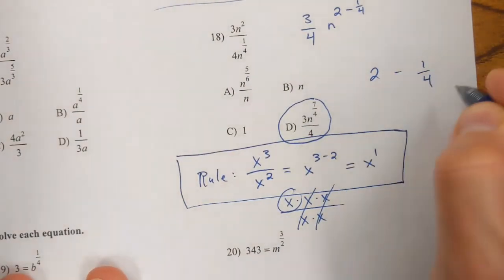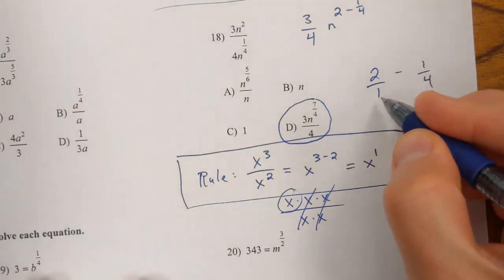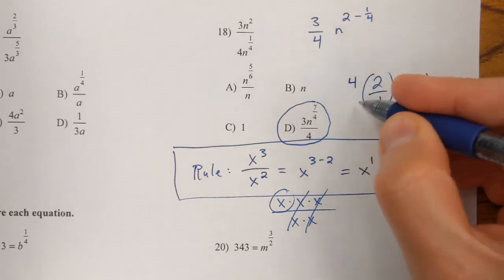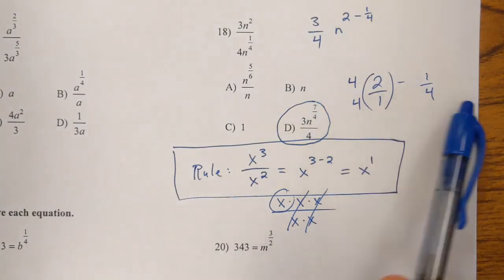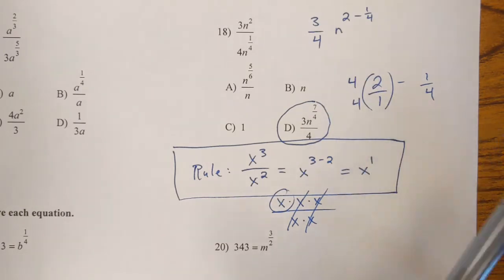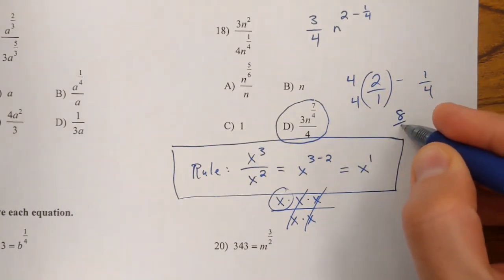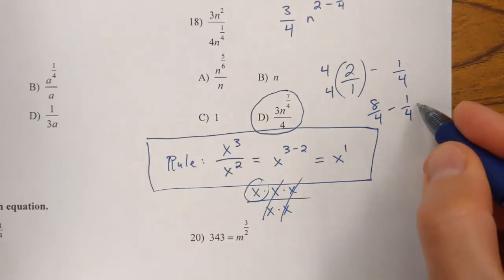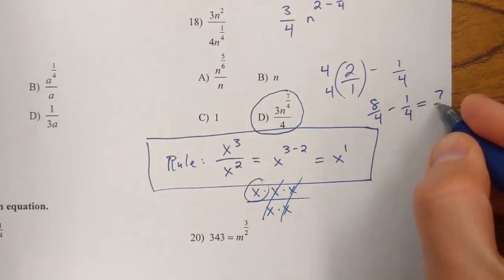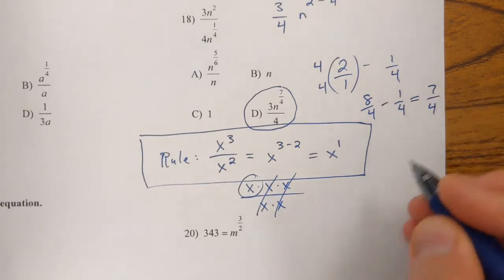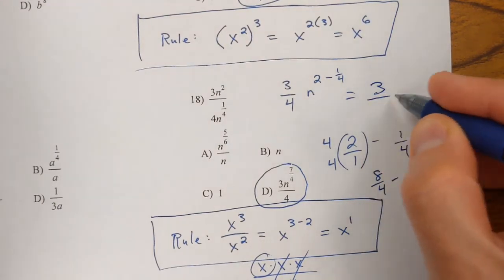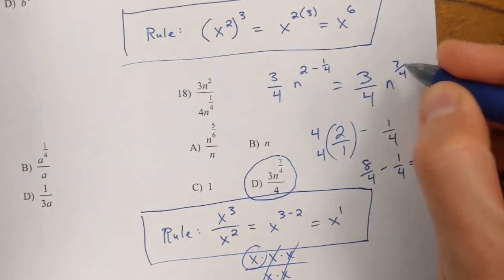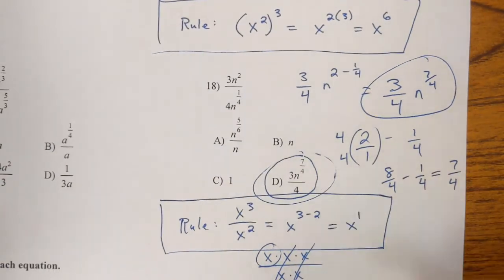If I want to subtract fractions or add fractions, you do have to get a common denominator. So I'm going to write this as 2 over 1. I'm going to multiply the top and the bottom by 4 so I can get this lowest common denominator of 4. You see 2 can actually be rewritten as 8/4. And then 8/4 minus 1/4, I subtract, the 8 minus 1 is 7, but I keep the denominator of 4. This is going to be, final answer, 3/4 times n to the 7/4 power. And you can see how that matches perfectly.